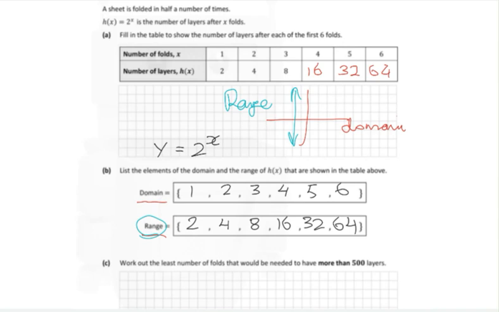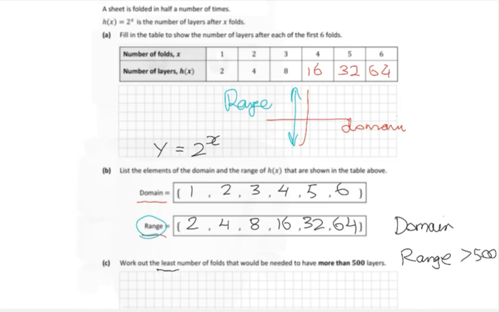Okay, so part c now. Work out the least number of folds which would require more than 500 layers. So the output must be in excess. So the range has to be greater. The range value has to be greater than 500. And we want to find the corresponding domain value, or the x value for that.